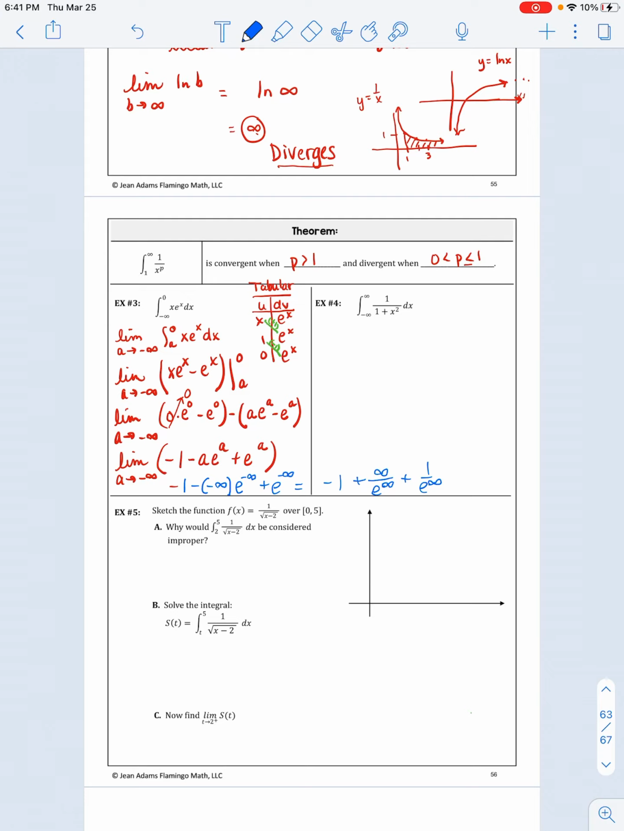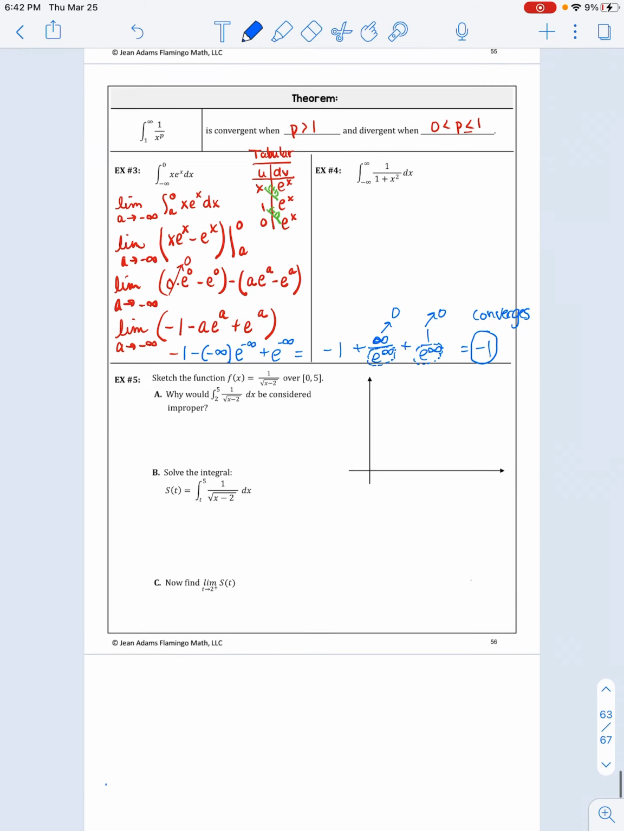Remember, e to the infinity is super uber large. It's way larger than just infinity itself. And so that means that this denominator is growing super faster than the numerator. And so both of these terms are going to 0. So this becomes just plain old -1. And so therefore it converges, because it does equal just a finite number.